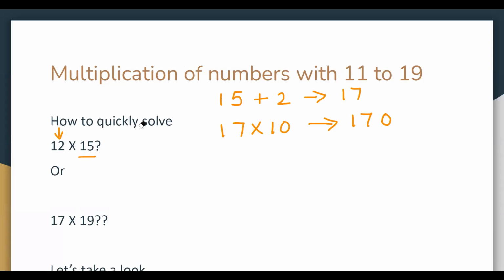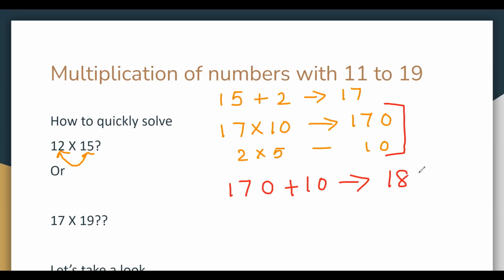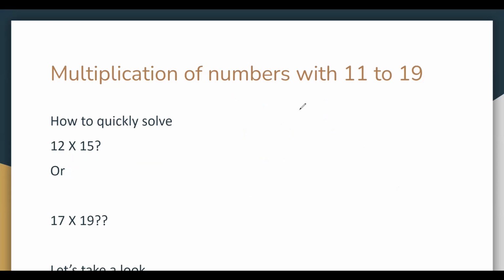Now, what is our third step? We have to multiply the ones digit of both the numbers. So 2 times 5 is 10. And our fourth step was to add both of these numbers that we got. So 170 plus 10 gives you 180. So here our answer is 180. You have to practice it. Once you practice it, you will be able to do it in your mind and do it quickly. Let's try the next one.